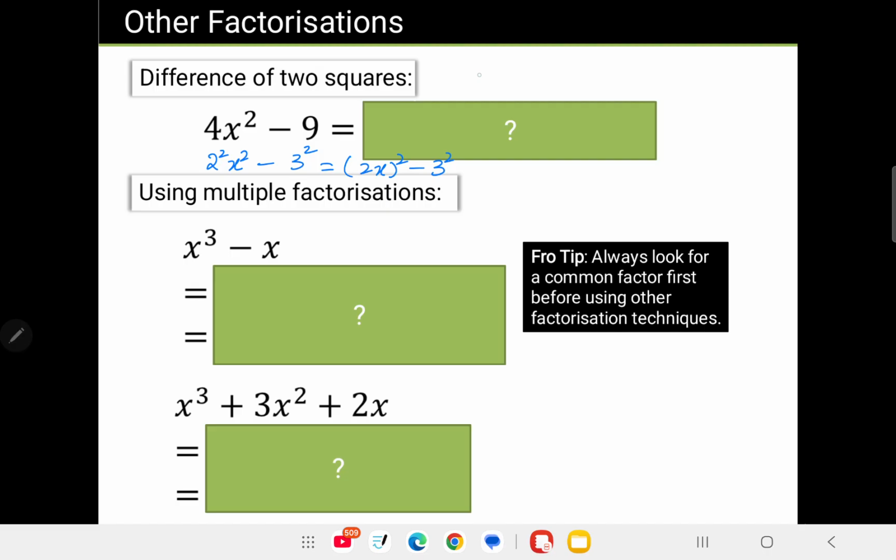Now if you remember the formula from GCSE, the difference of the squares, which is a square minus b square, is equal to a minus b times a plus b. And if you apply the same formula over here, you have 2x whole square minus 3 square. It will be then 2x minus 3 times 2x plus 3, and this should be the answer.